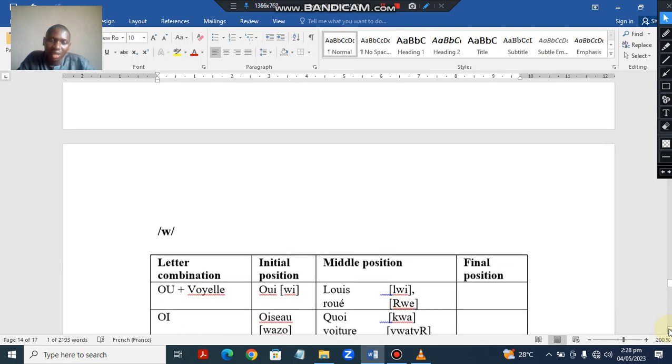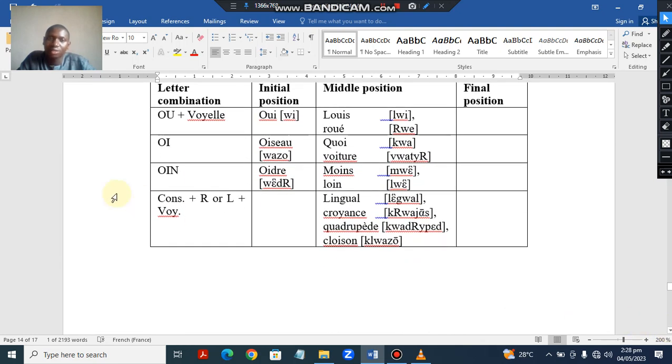Now the next sound, we call it the wa sound. It is the letters OU, OI, or OU plus a vowel. Now I have it in oui. Look at this word now. OU plus a vowel, we have oui. That's yes. Louis. OI, like most of the verbs, very like pouvoir. When you transcribe, you have something like voix.